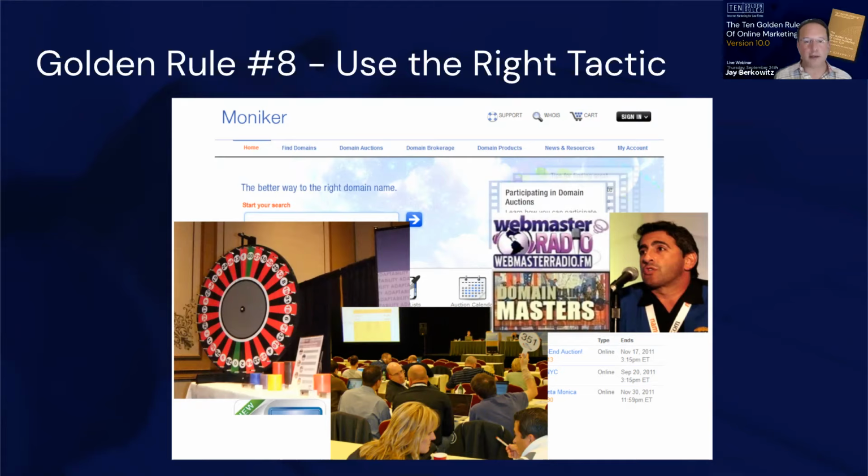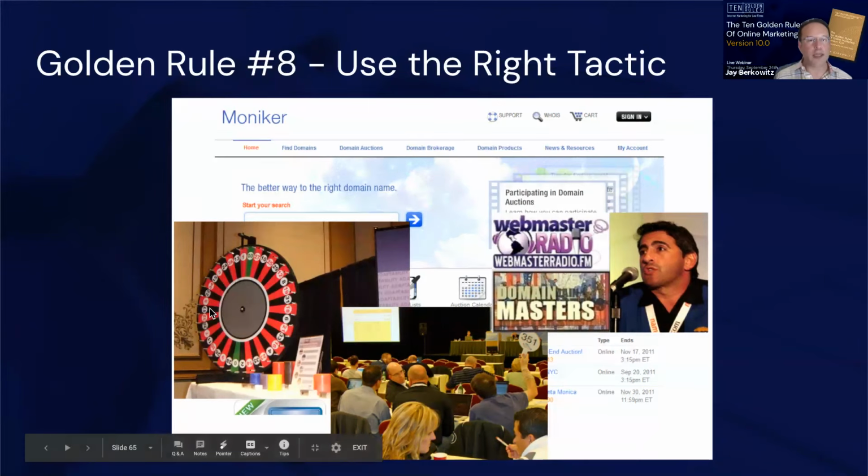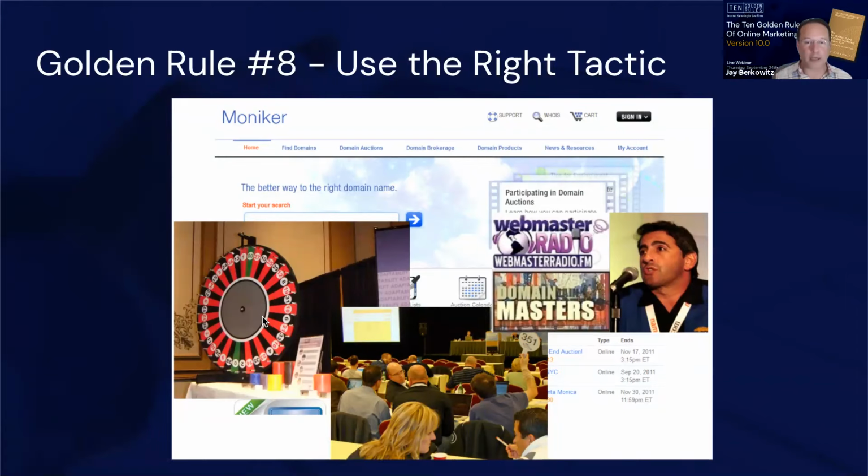So one of the first things we did is we did a Pareto principle analysis. We figured out who Moniker's best customers were. And we found out that their best customers were people who had lots and lots of websites. So what we did is we went to places like the domain industry. We created the domain auction. We gave away a free website at the big trade shows, things like Affiliate Summit, where affiliates owned lots of websites, and Webmaster World, where webmasters had lots of websites.